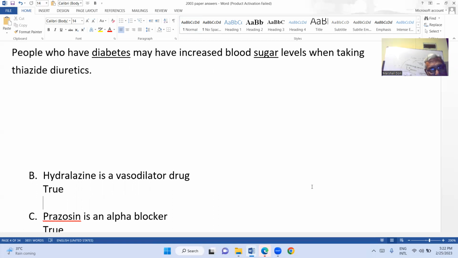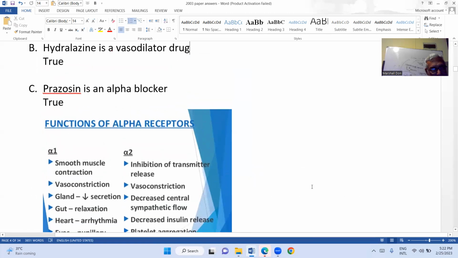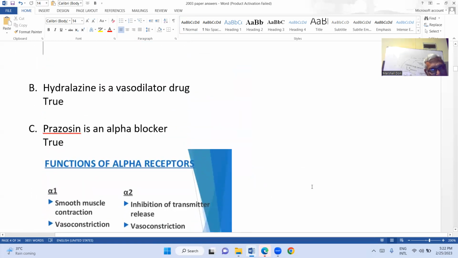B. Hydralazine is a vasodilator drug. True. Prazosin is an alpha blocker. That is also true.